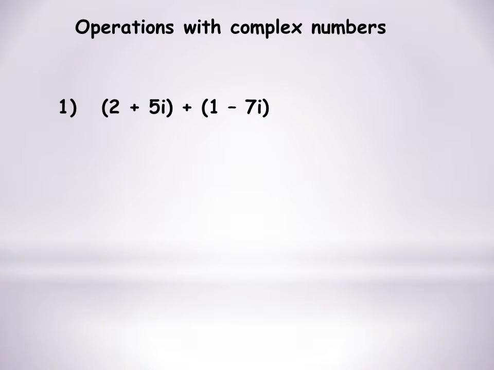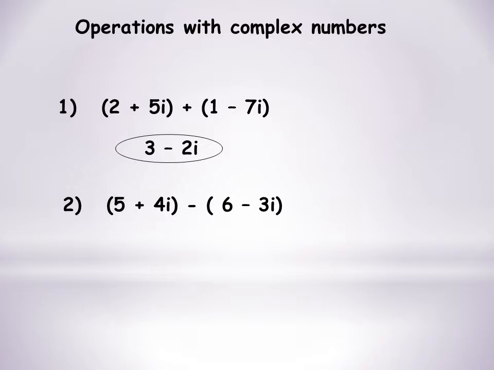Addition is very similar to adding radicals, where you're just going to combine like terms. So 2 plus 5i plus 1 minus 7i, you simply combine your like terms, the 2 and the 1, the 5i plus the negative 7i to get 3 minus 2i.